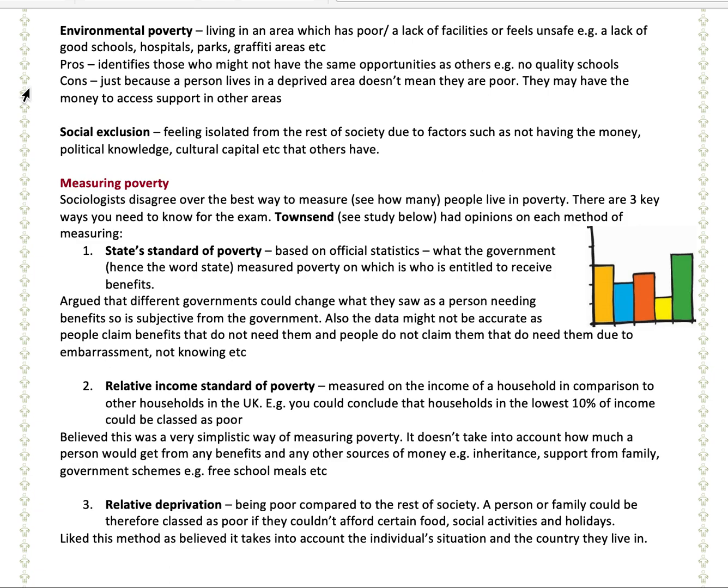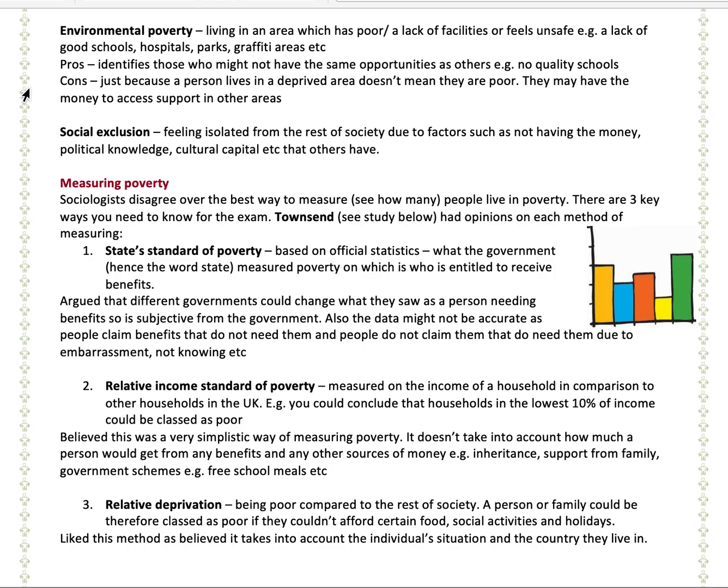And then different ways of measuring poverty. There are three key ways of measuring poverty. So this can be using official stats. If someone is entitled to benefits, then that's one way the government could see that as an indicator of poverty levels. However, that's quite problematic because if you look at the data, some people might not claim benefits because they might not know that they are eligible for them, or they might be embarrassed, that kind of thing. So it's not necessarily always indicating that.